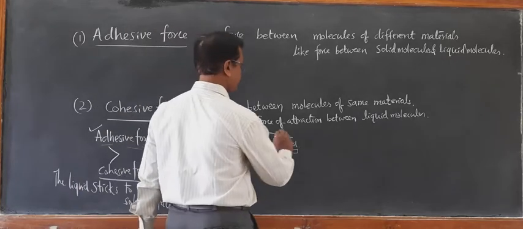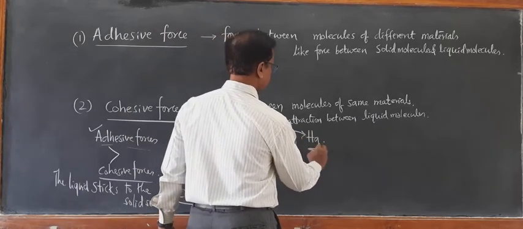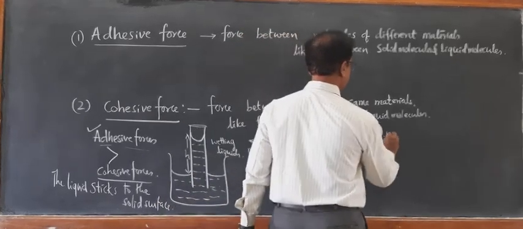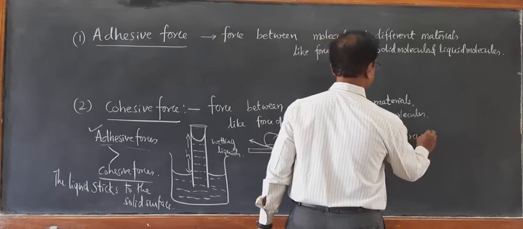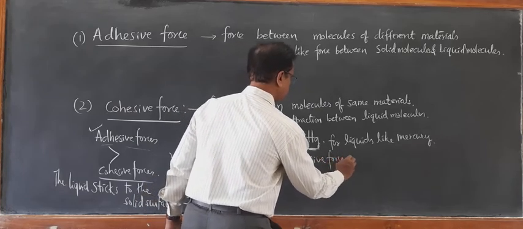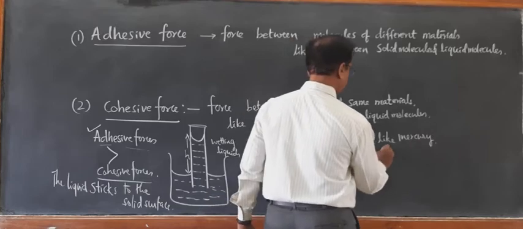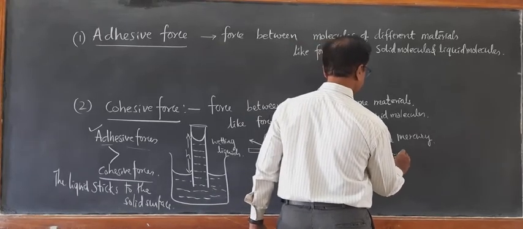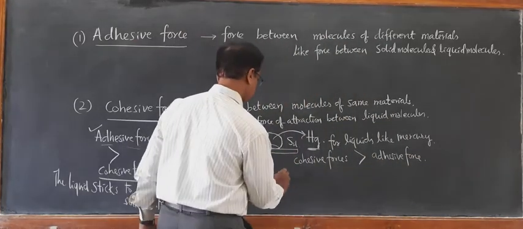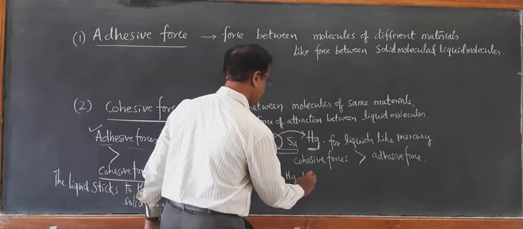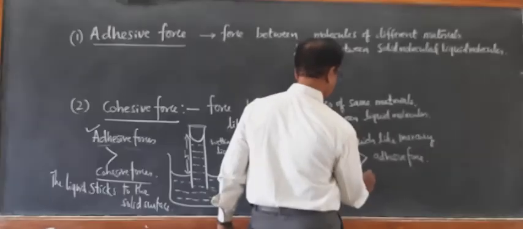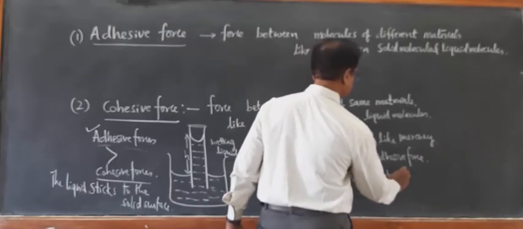In this case, for liquids like mercury, cohesive forces are quite stronger than adhesive forces. Therefore, mercury doesn't wet the surface. Mercury-like liquids do not wet the surface.